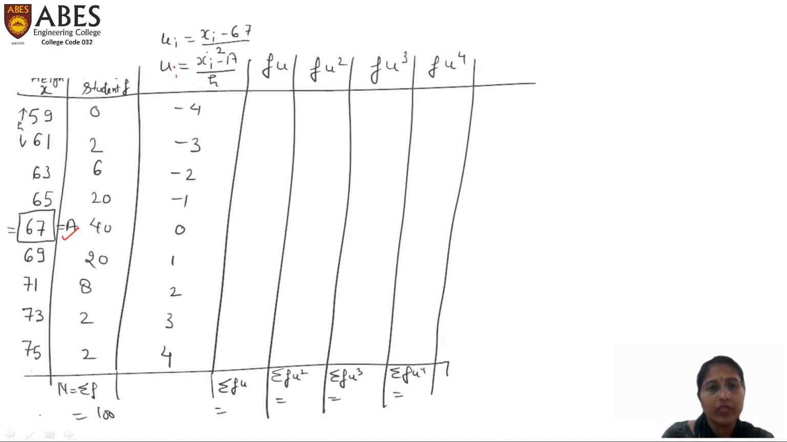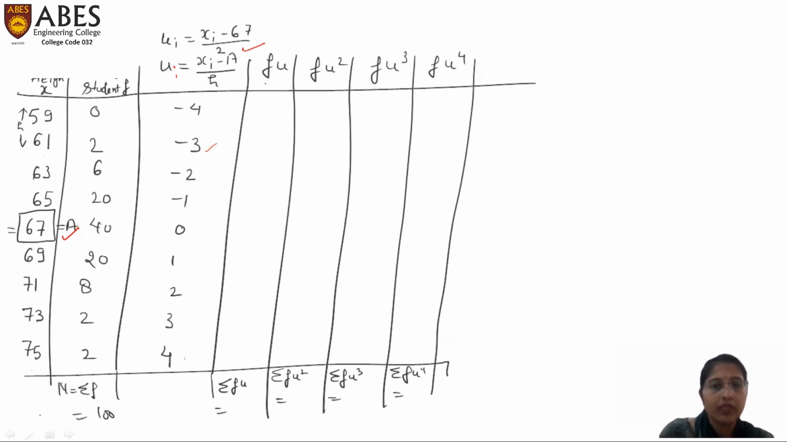So the u formula becomes (xi minus 67) upon 2. Now we put each x value here and find the corresponding u value. So first will be (59 minus 67) divided by 2, it will be minus 4. (61 minus 67) divided by 2, it will be minus 3. Similarly, minus 2, minus 1, 0, 1, 2, 3, 4. These are the values of u.